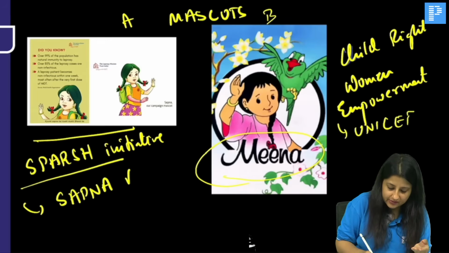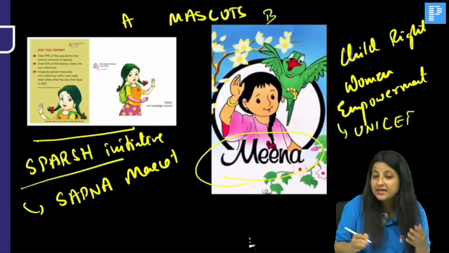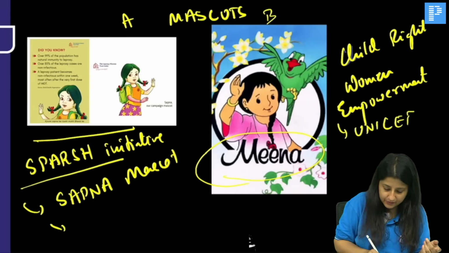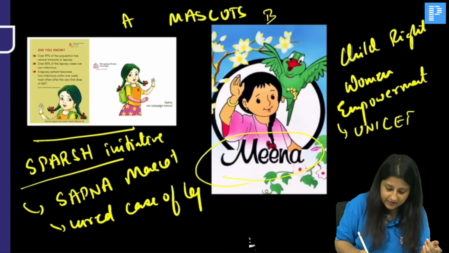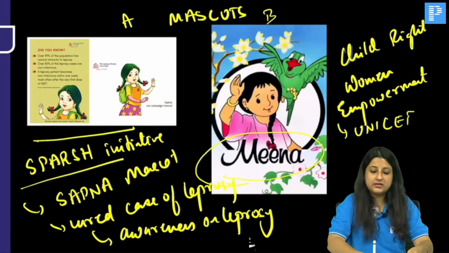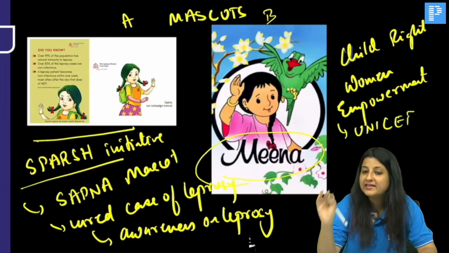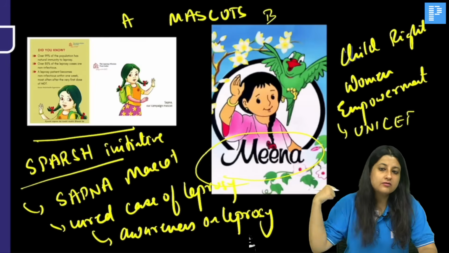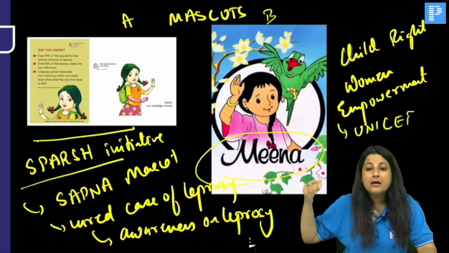Sapna is with the school bag. Now Sapna is actually a cured case of leprosy, and she is spreading awareness on leprosy. This was meant to spread awareness on leprosy. That is what you should not get confused about. Sapna is with the school bag, Meena with the parrot.